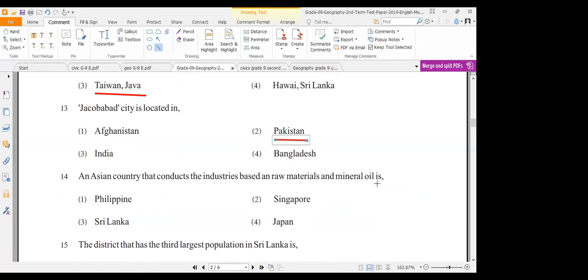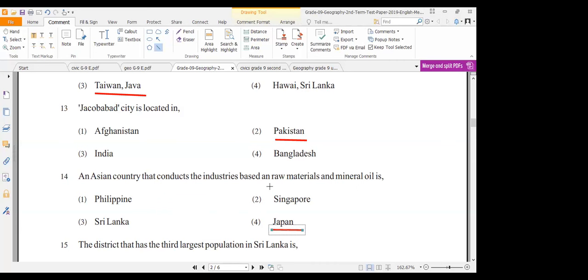Japan. An Asian country that conducts the industries based on raw materials and mineral oil. Japan. Yes. Right.